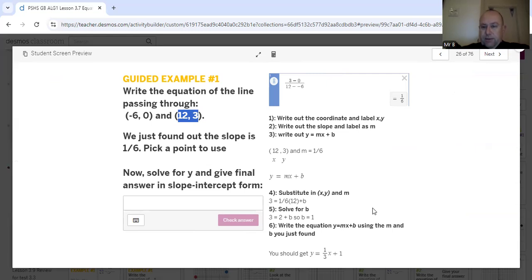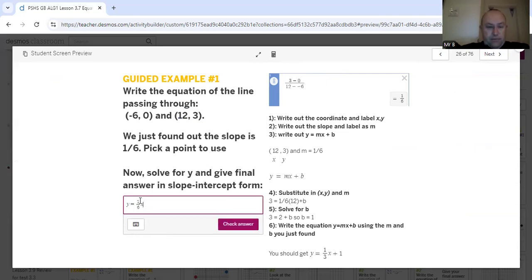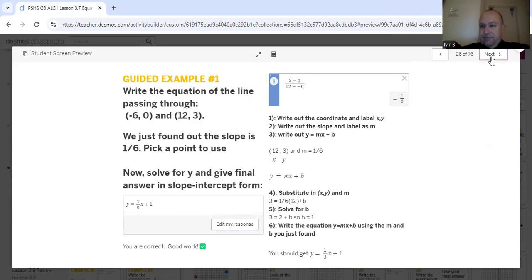So let me just move myself out of the way again. There we go. So if we solve this equation for b, we would find the answer is 1. As we already know that the slope is 1/6, I can say that it's y equals 1/6 x plus 1, and then I can check my answer. This down here is a little typo that I am going to need to fix later.